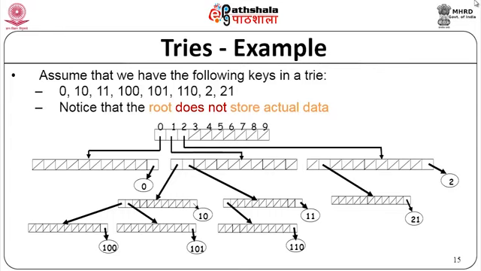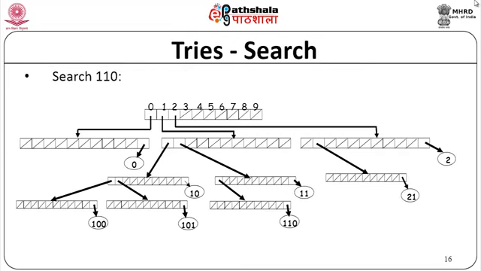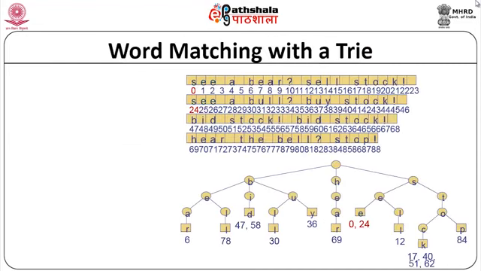Now, let us see some operations on this, conceptually at least. So, let us say we want to search for 110. You start from 1, go to 1, and then go to 0, so this is the flow. From 1 you go, and then from 1 you go again, and then from 0 you go, so you will reach 110. So, that is the flow.